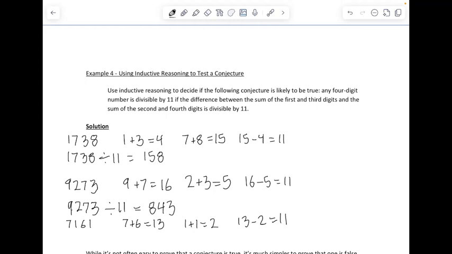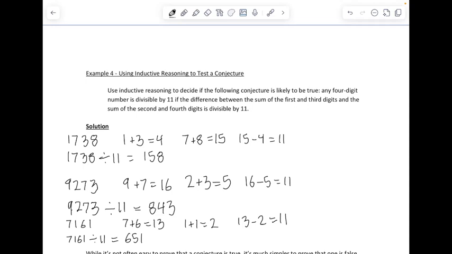So if the conjecture is true, then the original number should be divisible by 11. So let's see if it is. 7,161. If I divide that by 11, I get 651 with no remainder. So the conjecture is true for this example as well.